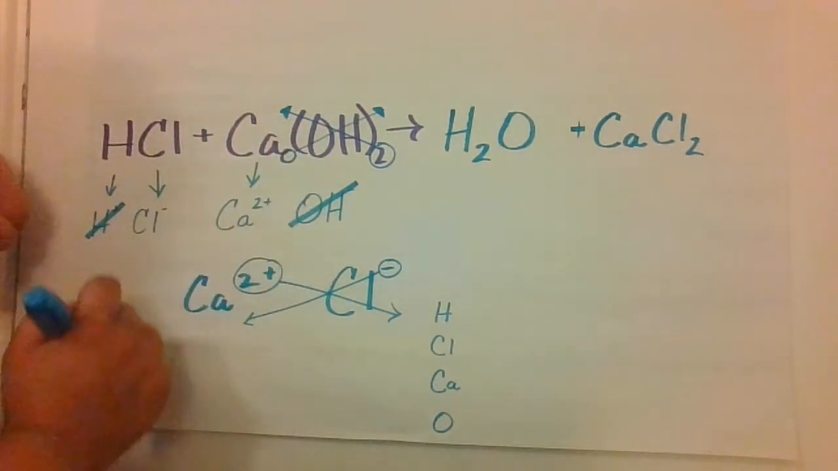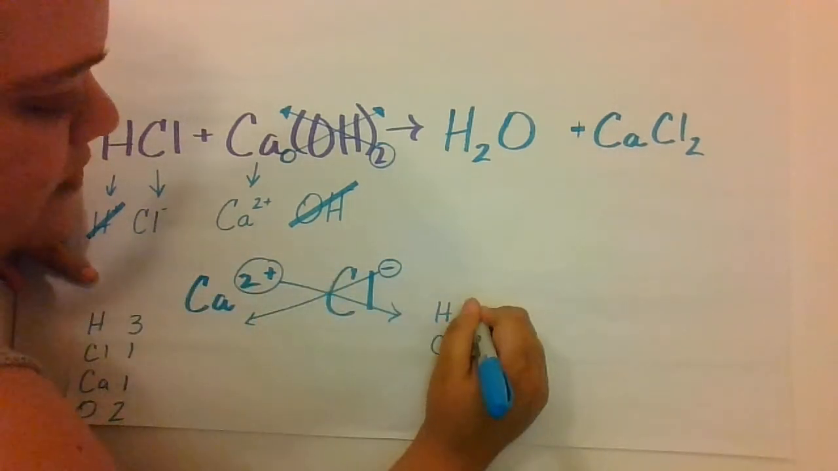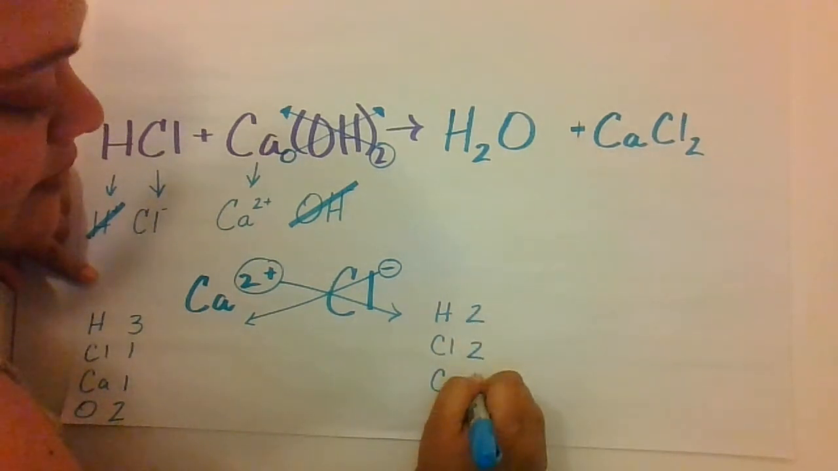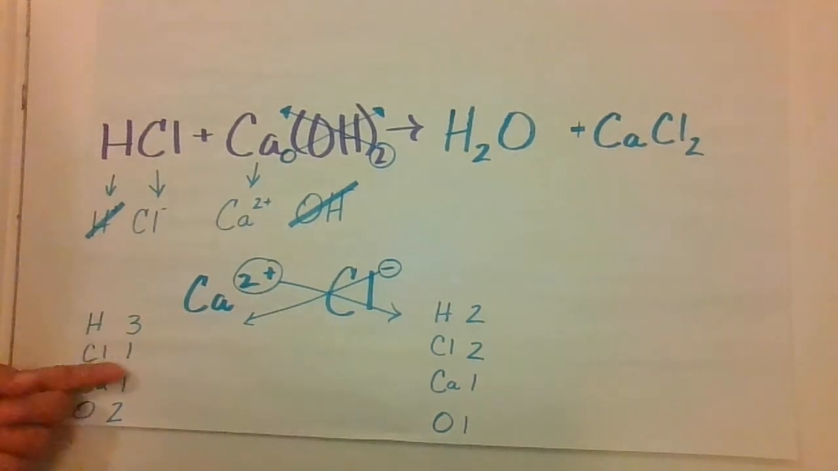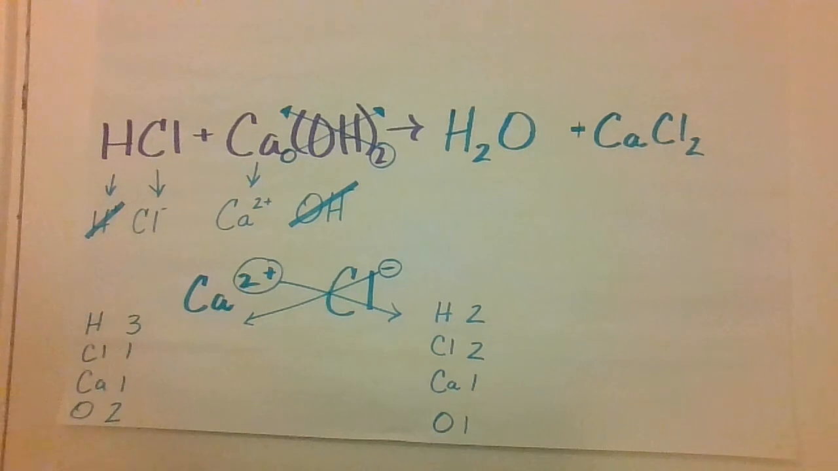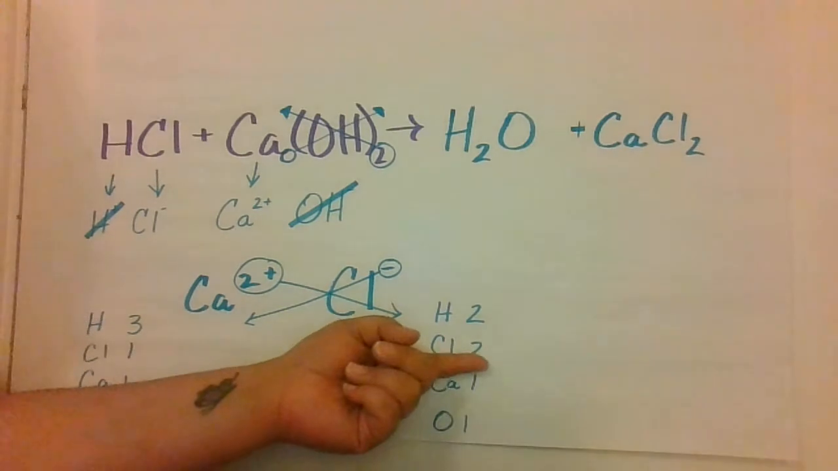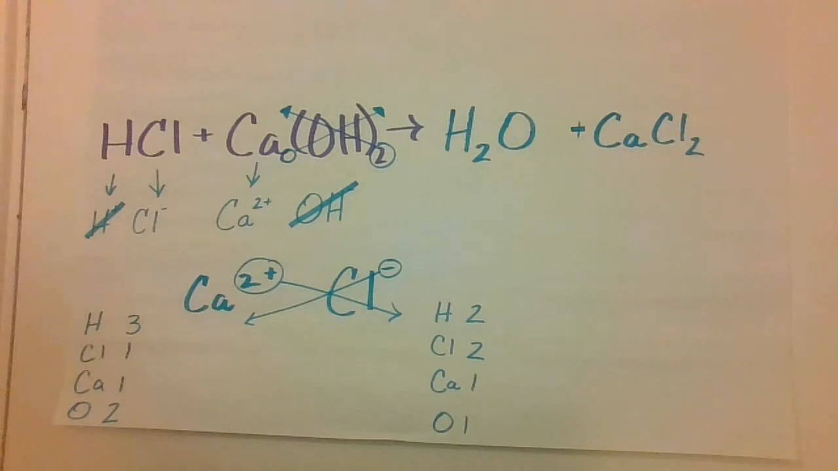Let's take a look here. I have 2 hydrogens, 2 chlorines, 1 calcium, and 1 oxygen. So we have a few things that are out of number. We're going to leave our hydrogens and oxygens last, but let's take a look at chlorine. I have 1 on my reactant side and 2 on my product side. So how would I change that chlorine to 2?